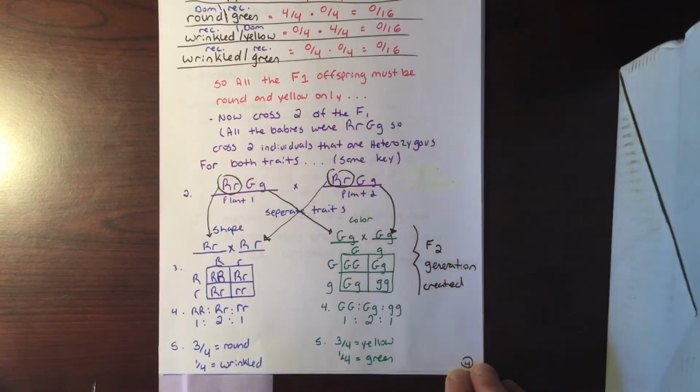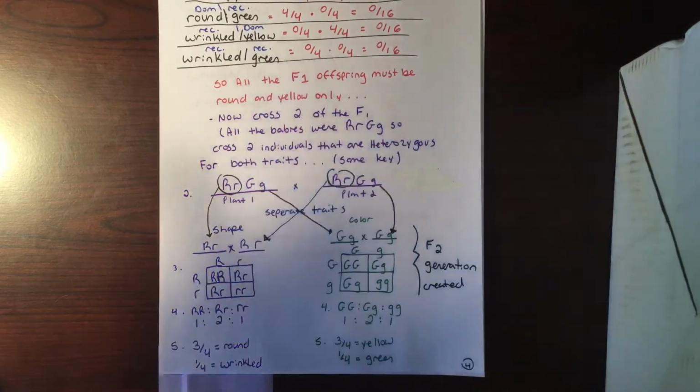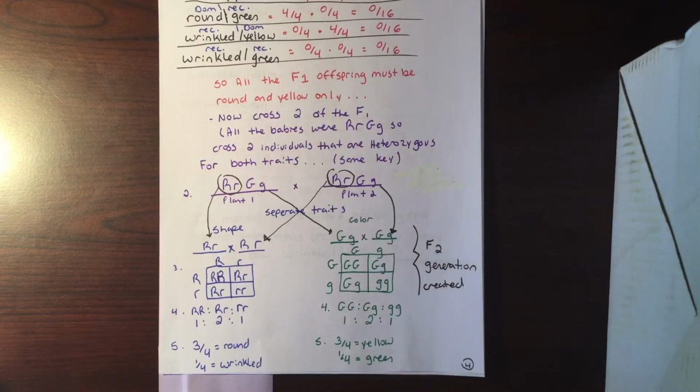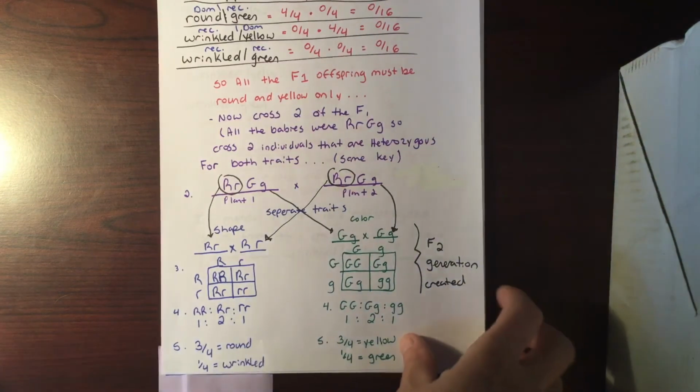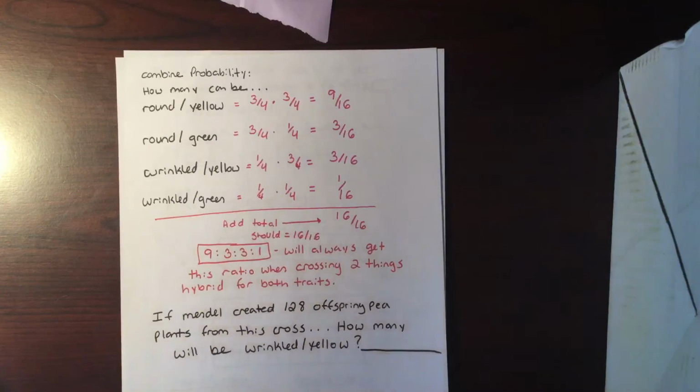Now we need to calculate the probability. This just says I can't stop there. I'm just saying, okay, 3 out of my 4 plants are round, 3 out of my 4 plants are yellow, but how many are going to show both traits at the same time, which is what we want to look at here. I can't just leave them at that particular step. So now we got to go back to that probability again. And when we combine that probability, how many can be?